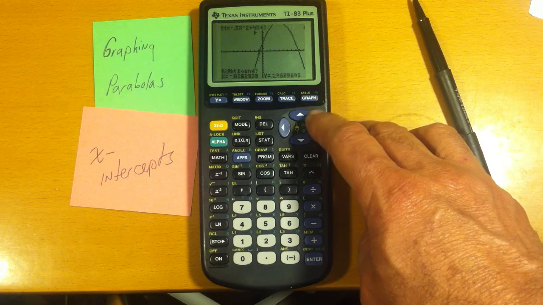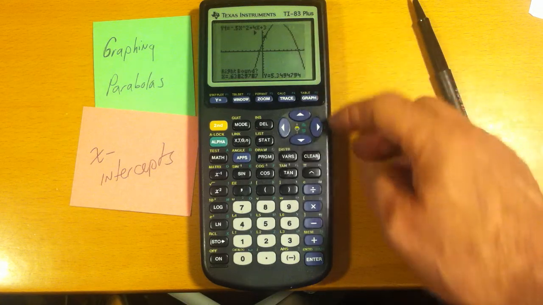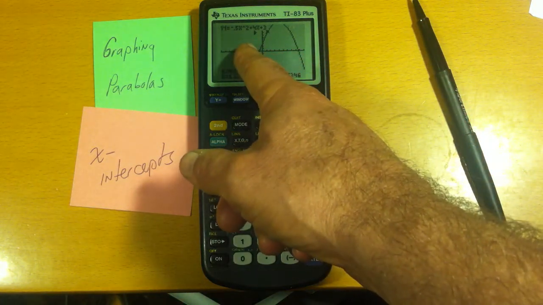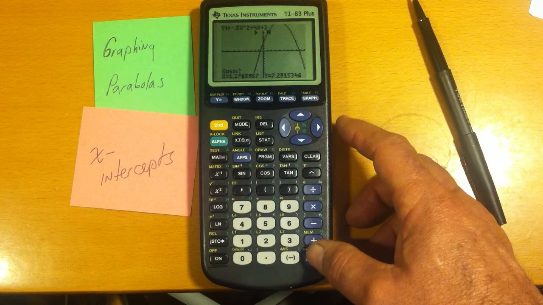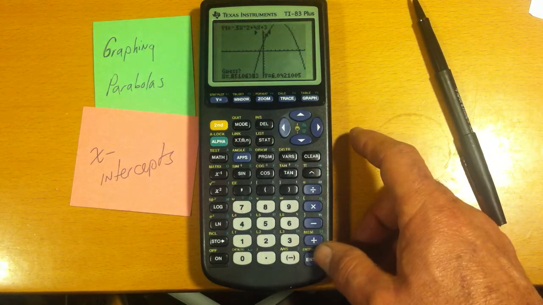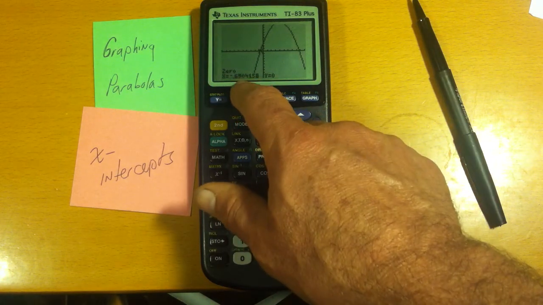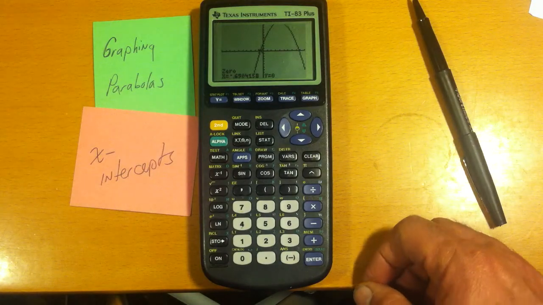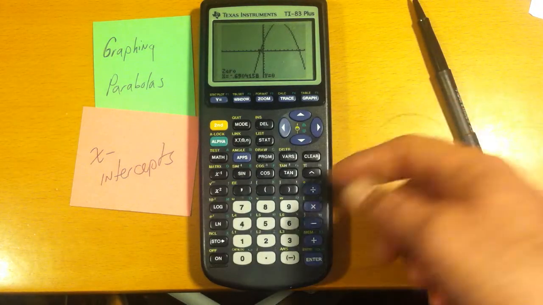And then you want the right bound. You want to move the right bound to the right side of it, but you don't want to move it so far that it's past the other intercept. You just move it somewhere to the right. See how this is where this intercept is, but this is to the right, so I'm going to hit enter there. And then the guess, you can either just hit enter here, or if you want to, you can move your cursor closer to the intercept itself, and you hit the button. And that's where the 0 is. It's about, was it minus 0.69 or so? But that's just one intercept, so write that answer down.